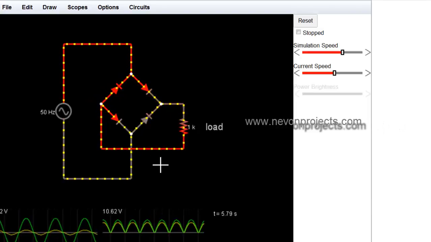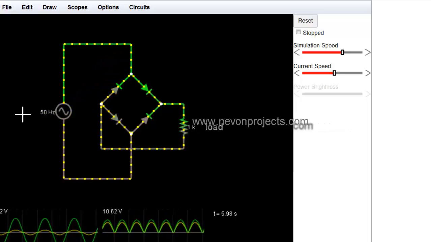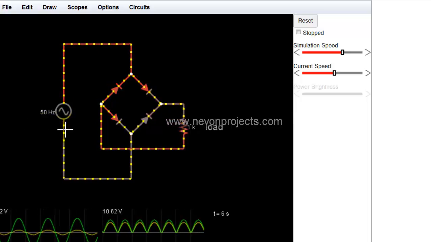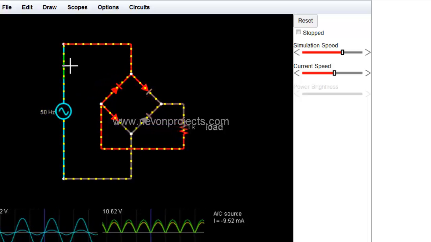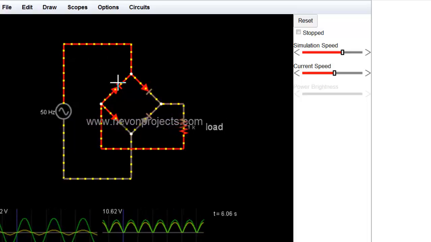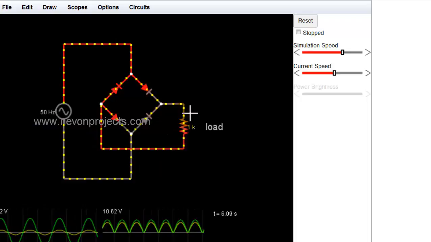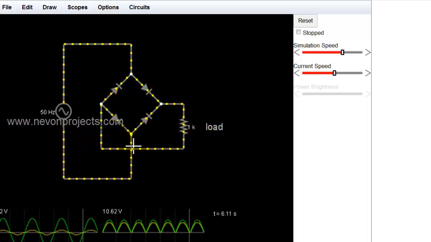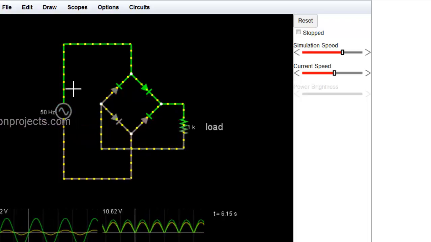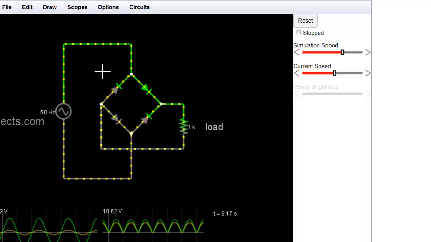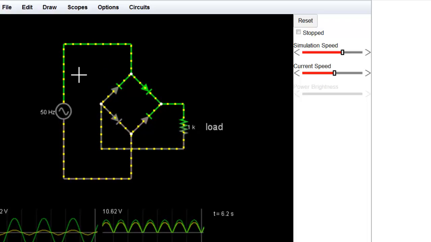So now let us see in the simulation section how the circuit actually works. So here we have a 50 Hz AC signal that will give 12 volt AC supply to our circuit. This supply is given to the bridge rectifier which will rectify the signal and give it to the load. So here we can see in color variations how the current is actually flowing through the circuit. We can follow the color schemes given here.